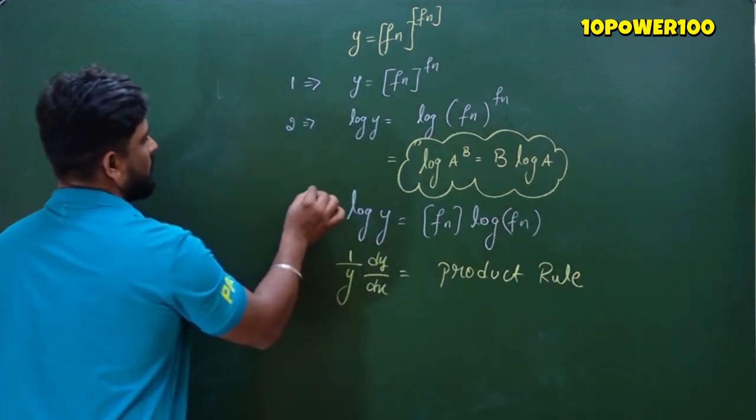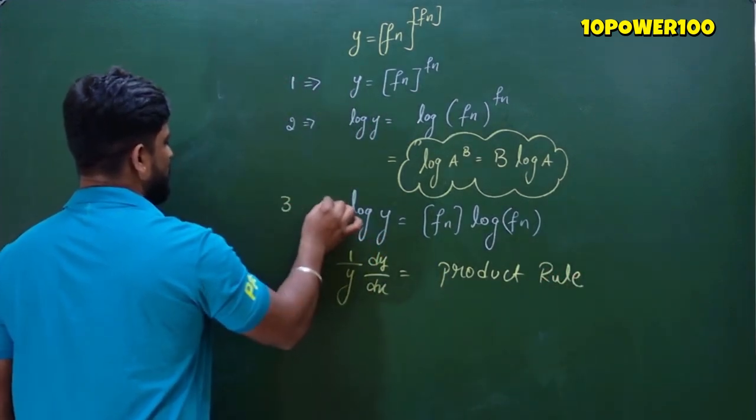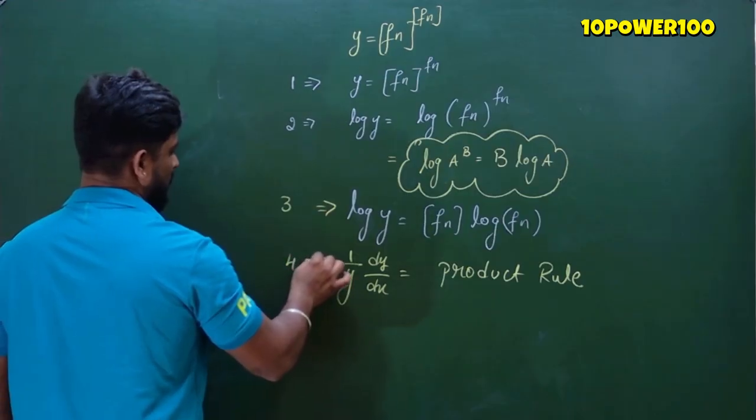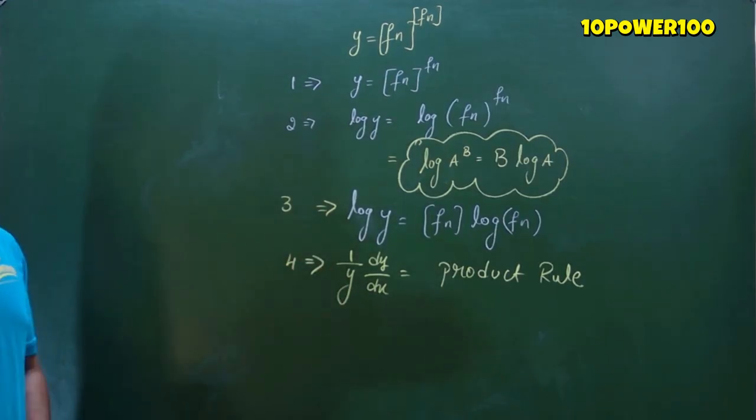Product rule. So this is the third step and this is the fourth step. This is what the actual method is that we follow.